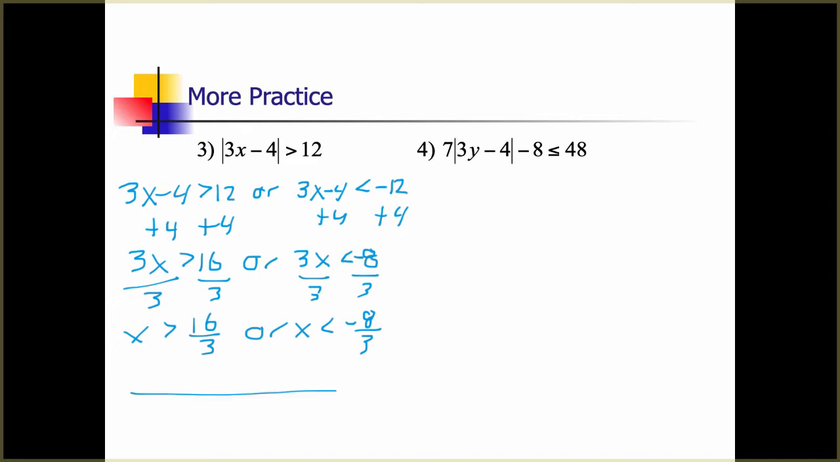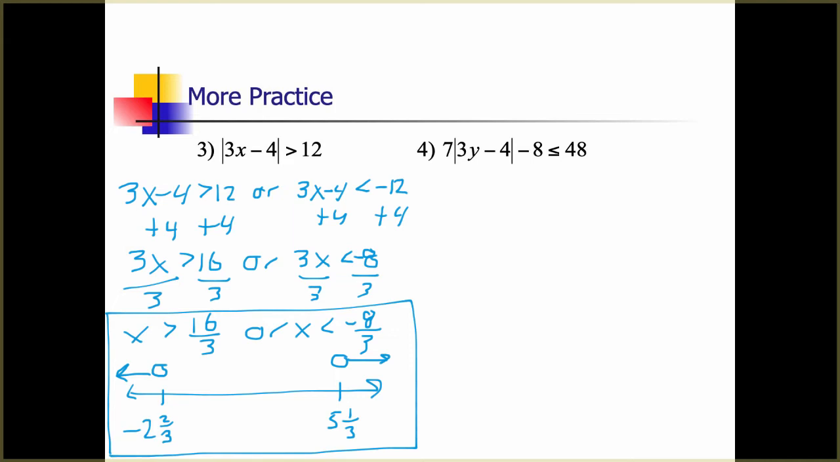We would graph these. And negative 8/3 is the same as negative 2 2/3, just so you know. Here's negative 2 2/3. We have 16/3, which is 5 1/3. Sometimes when you have fractions and you're working on a number line, you will want to change them into mixed numbers so you can see where they sit between different numbers. And we have x is less than, so we have an open circle going left because we're less than. We're greater than, so we have an open circle going to the right. And this is my inequality with its graph.